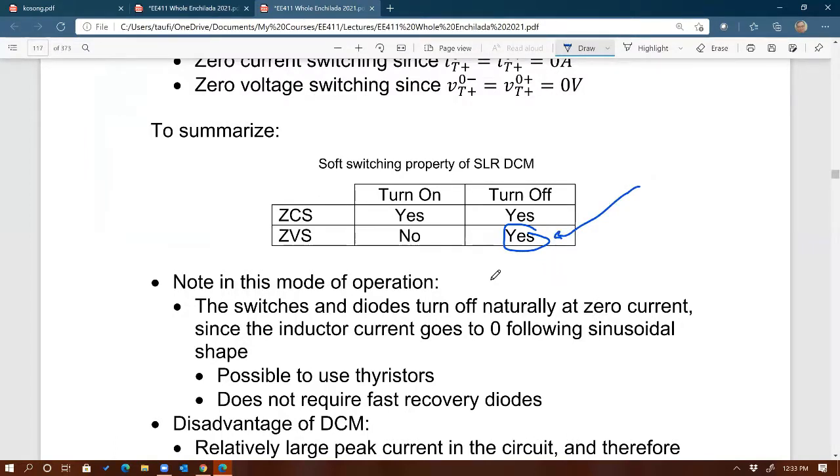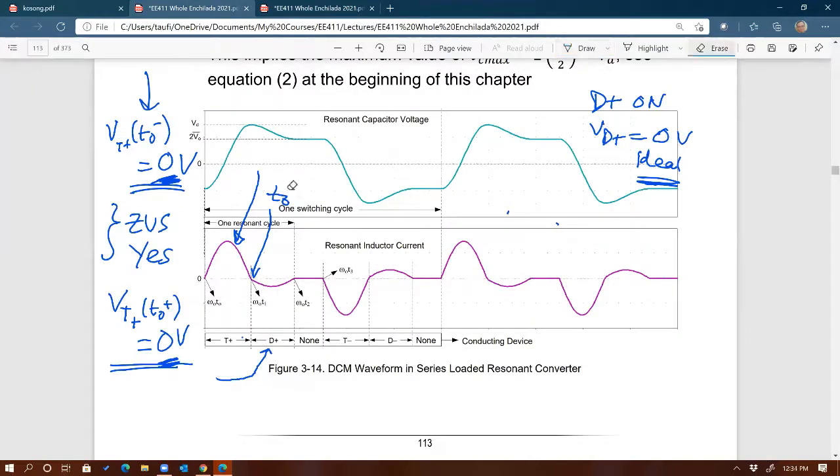Let's do the last one. It's a no. Let's see if it's true. So at turn on, okay? So let's go back to here. Now we're going to look at what happens at turn on.